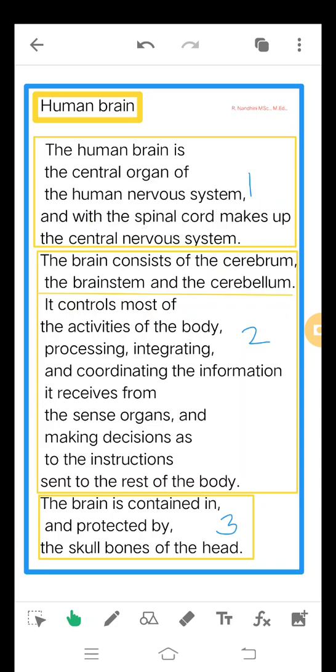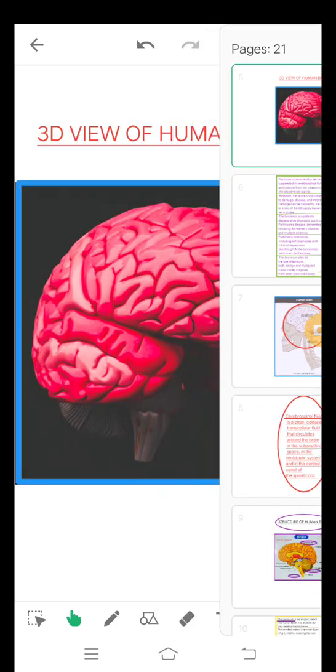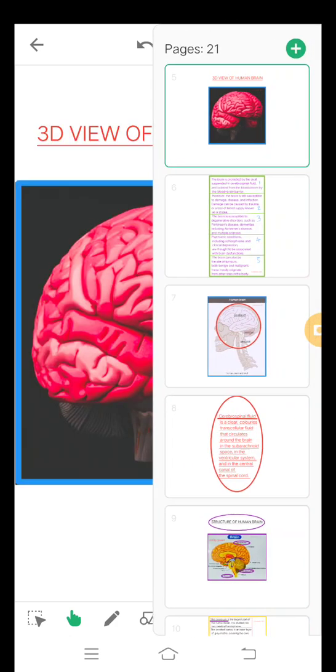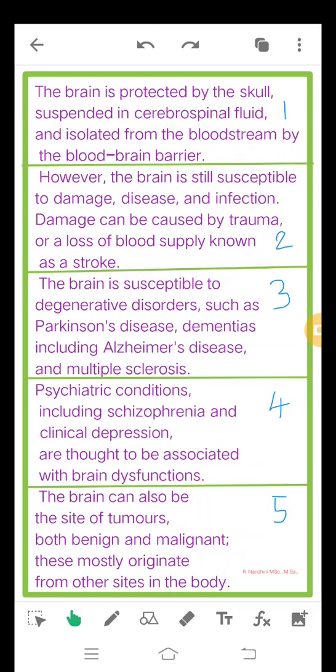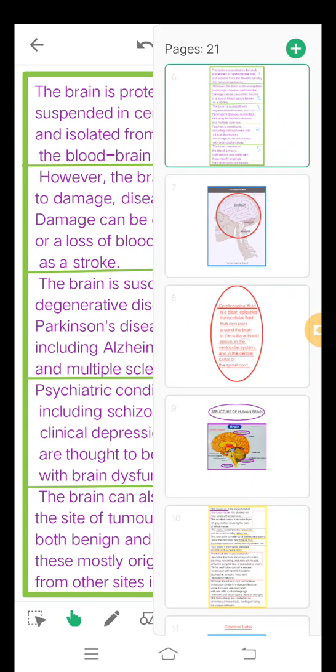Then second point, it controls the activities of the body. Then it has three main important regions: cerebrum, brainstem, and cerebellum, and it is contained and protected by the skull. So this is the 3D view of the human brain. The human brain is protected by the skull, suspended in cerebrospinal fluid. So what is cerebrospinal fluid?